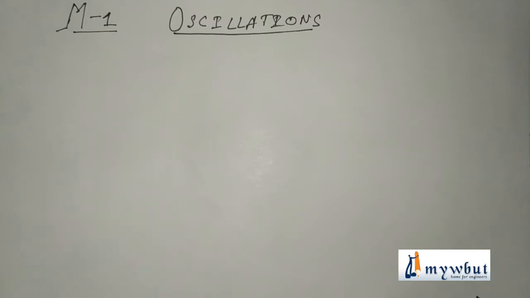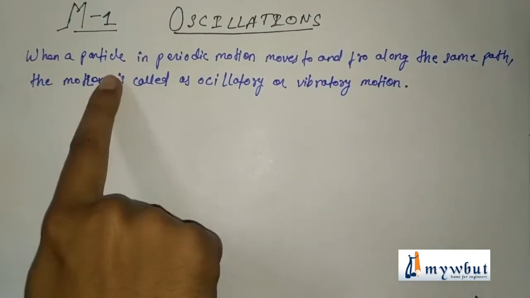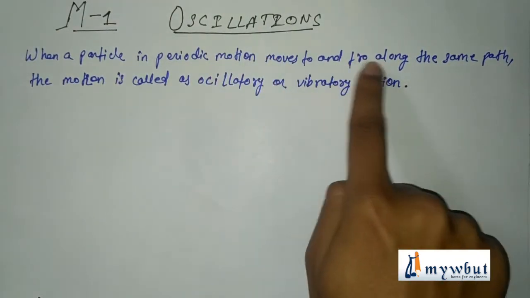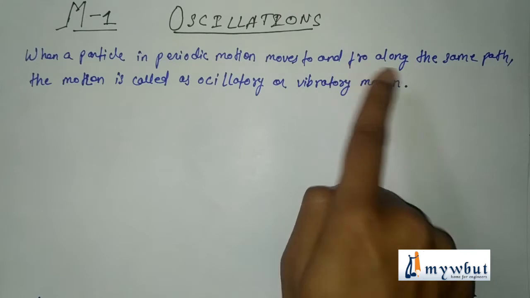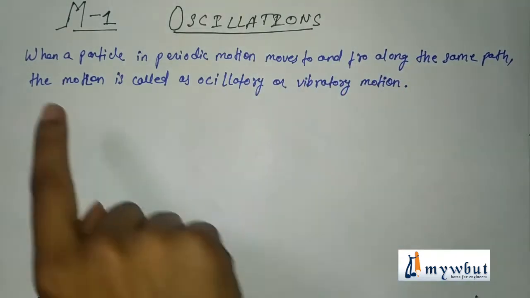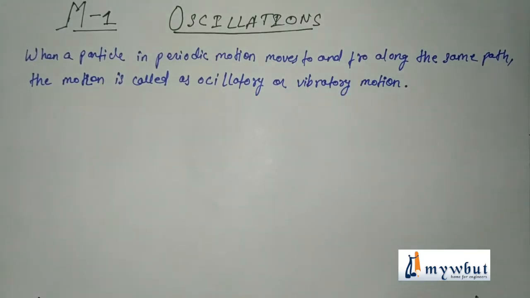First of all, we need to know what is oscillatory or vibratory motion. Let me write the definition for you. When a particle in periodic motion moves to and fro, that is back and forth along the same path, the motion is called an oscillatory or vibratory motion.